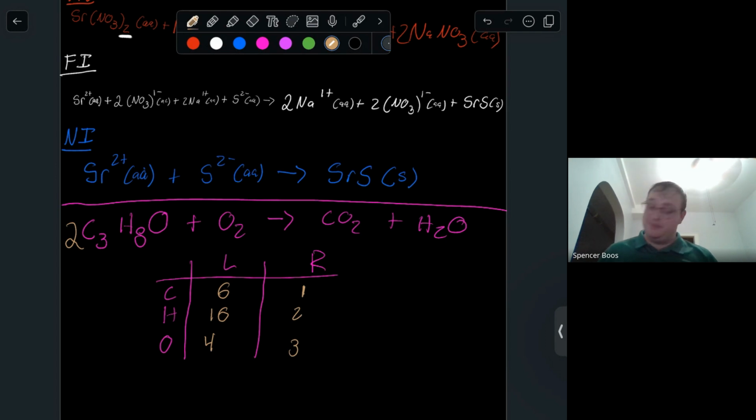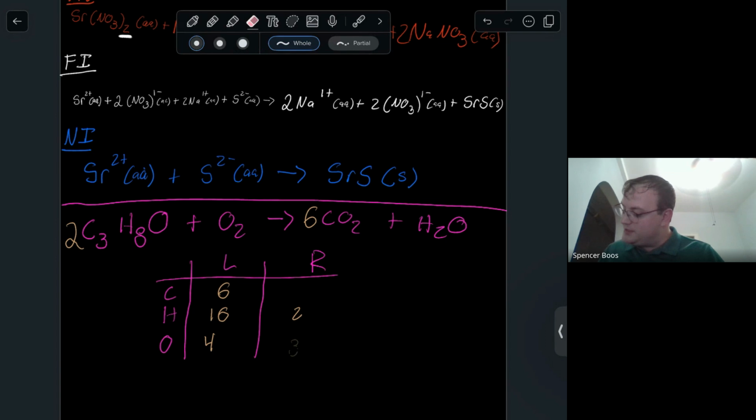Or sorry, I've got 6 carbons on the left side. I need 6 on the right. So I need to put a 6 there. Big ol' 6. Okay, that updates this and that updates this. That's 6. 6 times 2 is 12 plus 1 is 13.